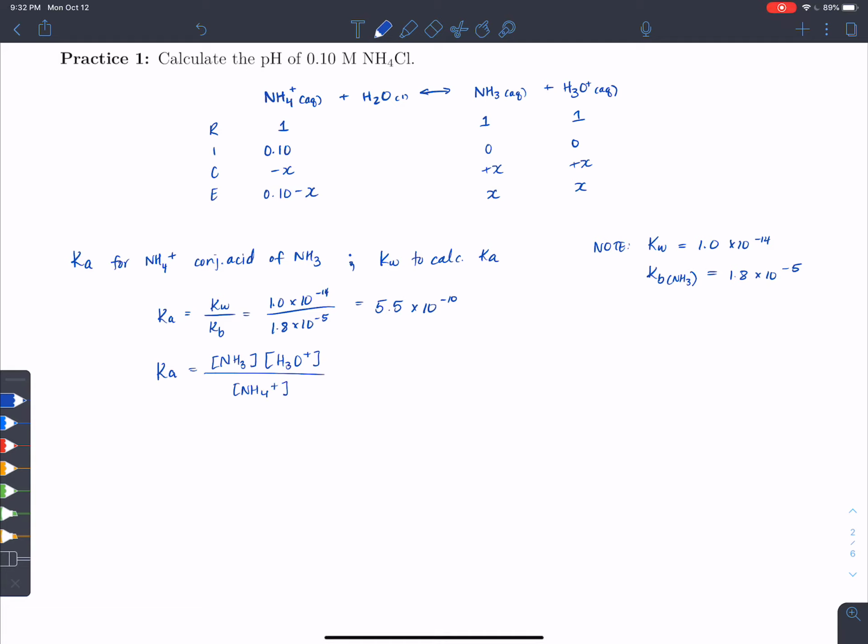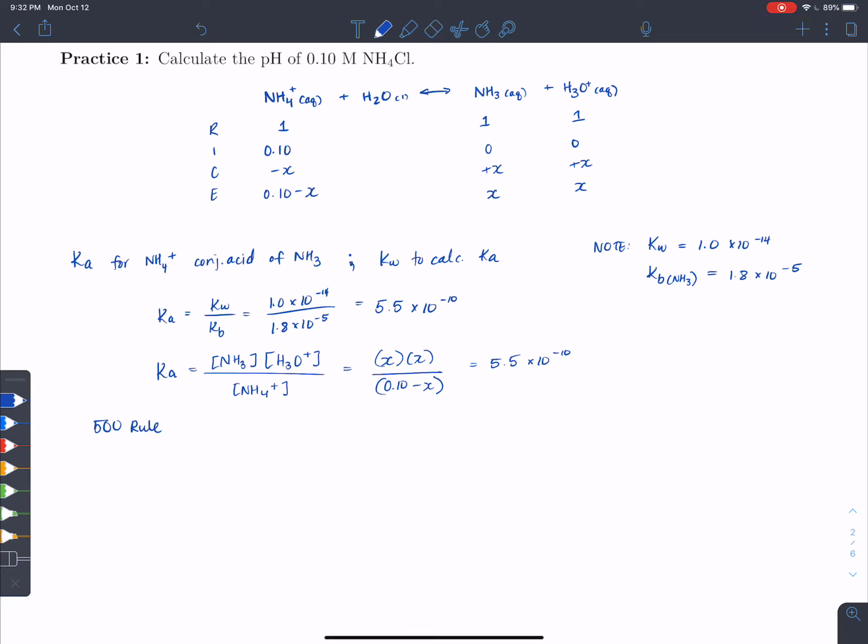And it's important to know that you don't need to use the ICE table to determine this because we know that it's a 1-to-1 transfer of protons. So I can simply say x times x over 0.1 minus x. And we know that this is going to equal 5.5 times 10 to the power of negative 10. Now, we want to know if we can just use a simplification to solve for this instead of using the quadratic formula, and that simplification is based off of the 500 rule.